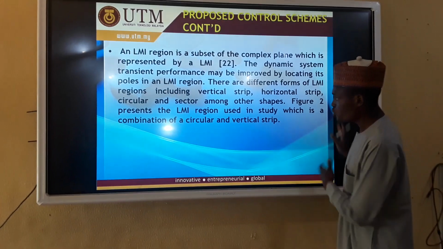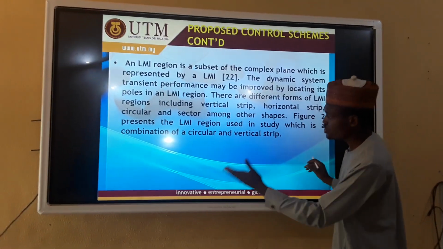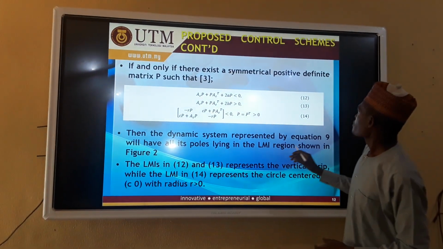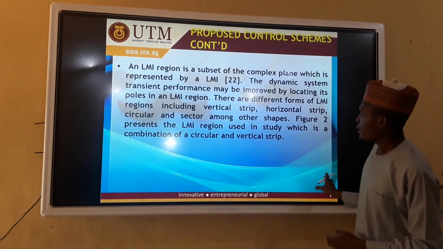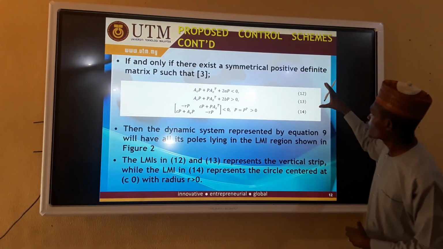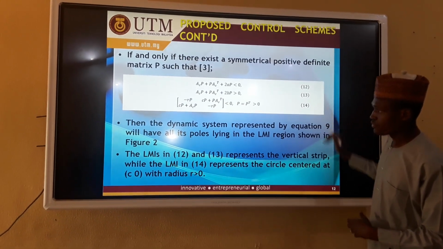shapes. Figure 2 presents the LMI region used in this study, which is a combination of the circular and the vertical strip. The LMI equations are shown by equations 12, 13, and 14.